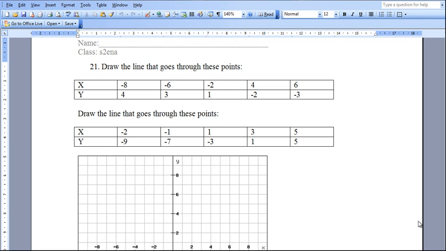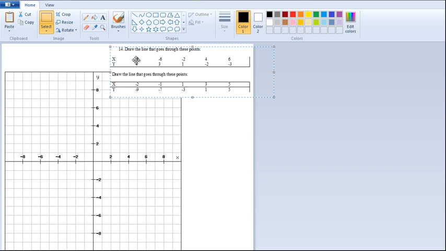Number 21. Draw the line that goes through these points. We have 5 points here. And then we have to draw another line that is going through these 5 points. Okay, let's plot the points first.